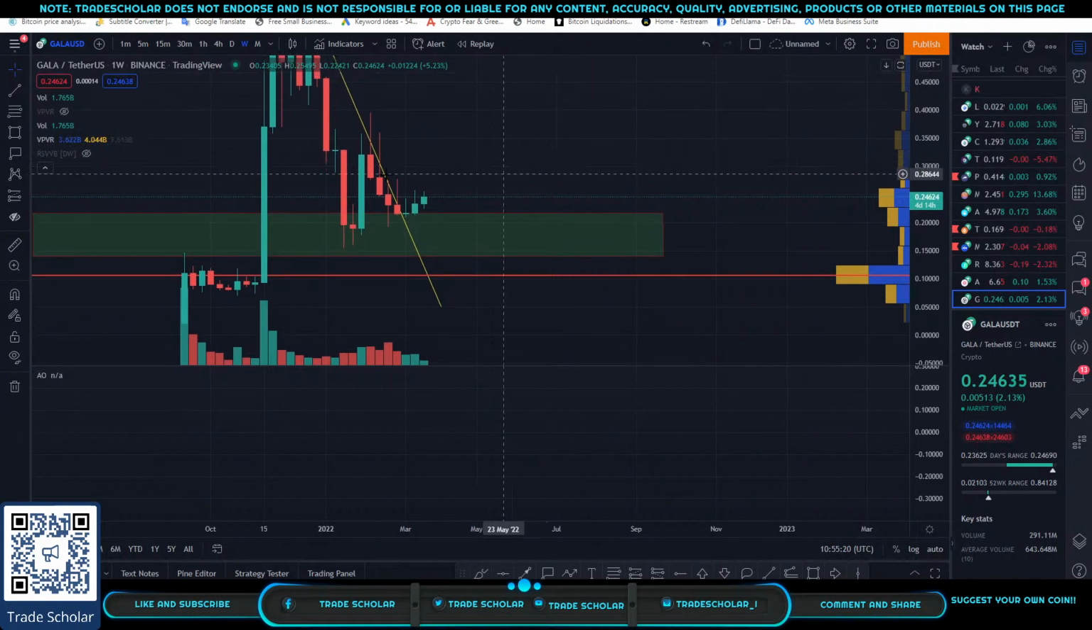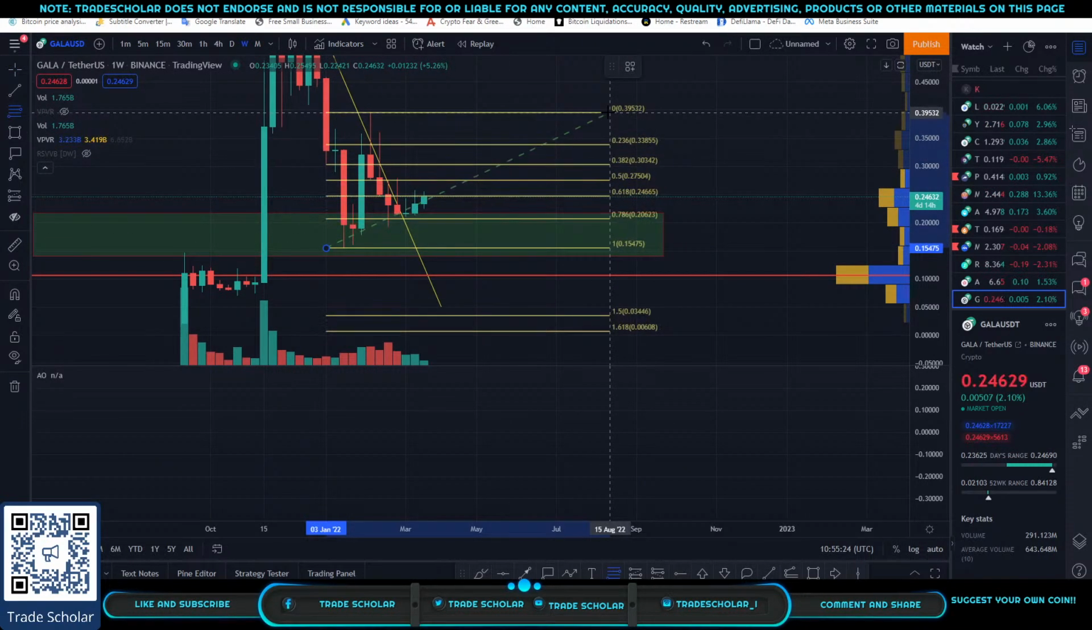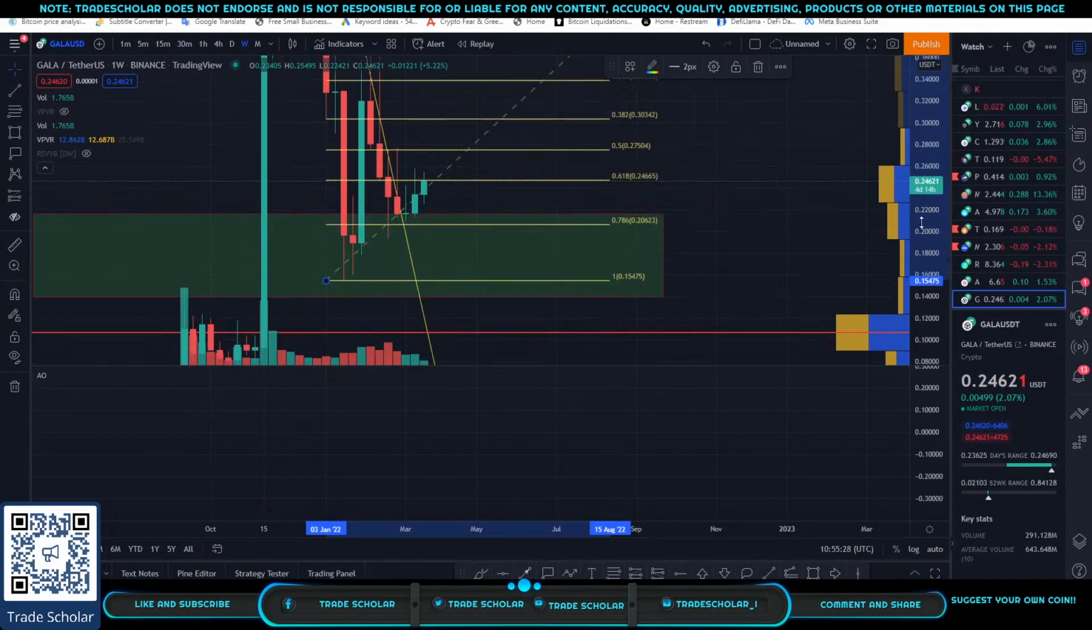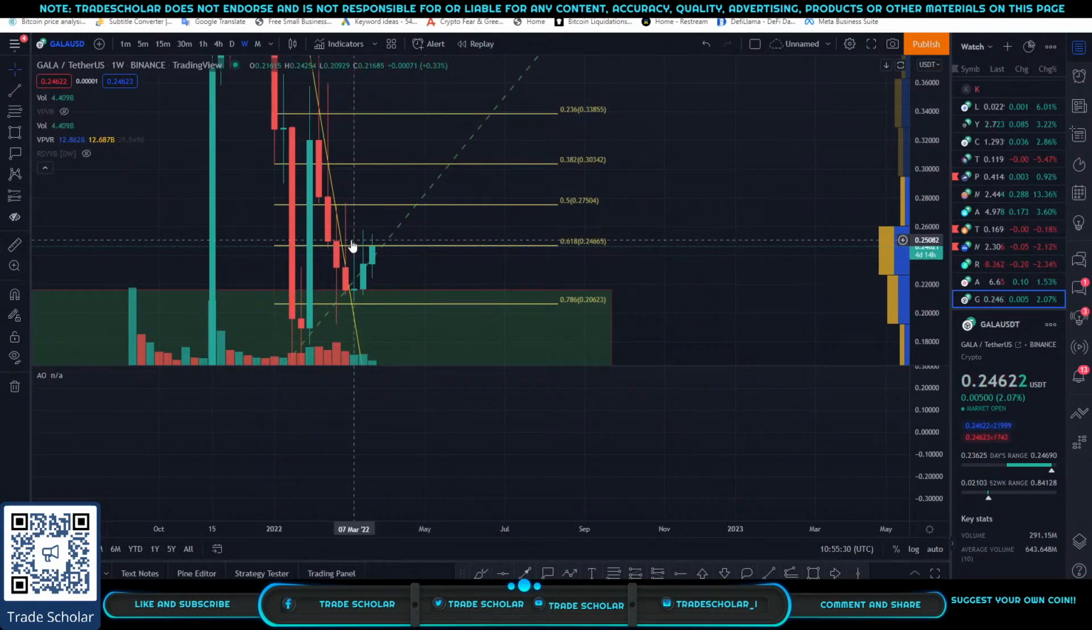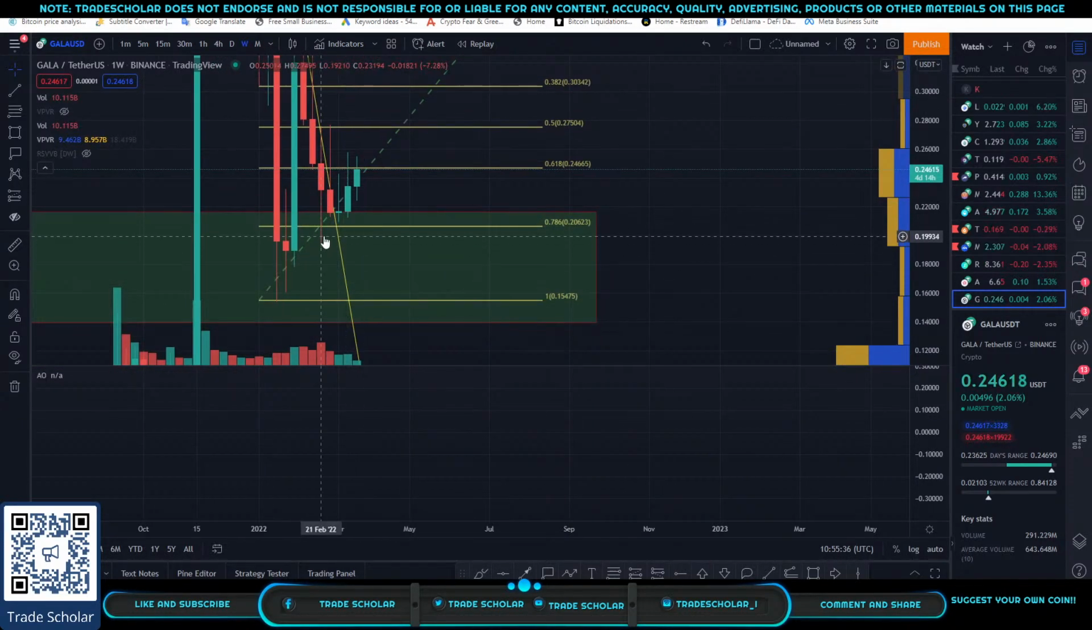Gala. Swing low, swing high here. We are at the moment in the resistance area, 0.68. If you want to enter, you can enter here at 0.2465, and then your stop loss is below here. Okay, all good, all good.